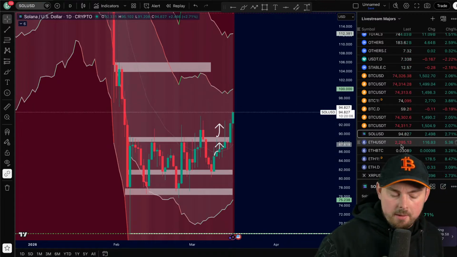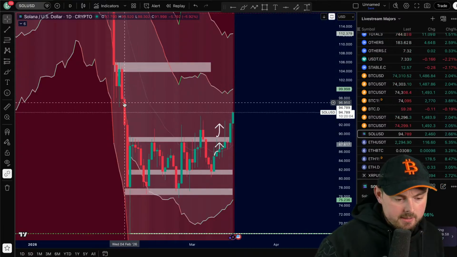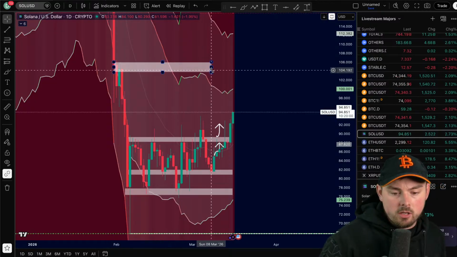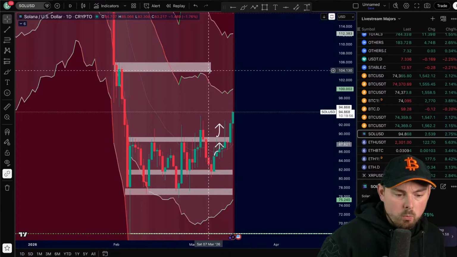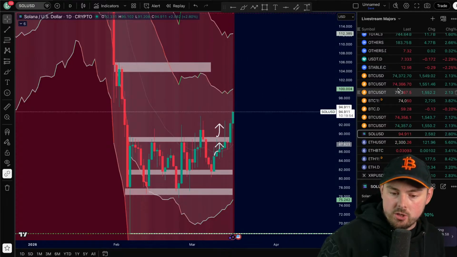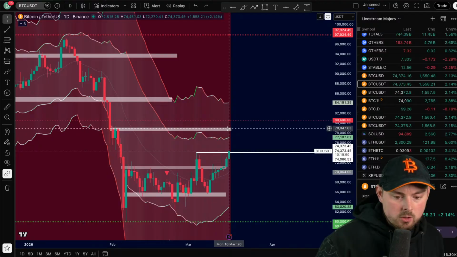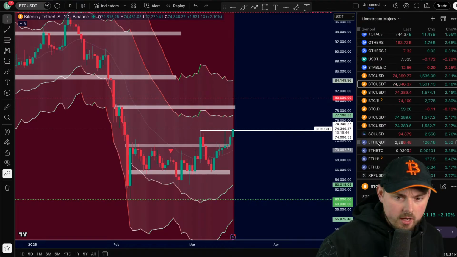Solana is making some nice moves again, into fresh local highs, back to levels that we've not seen in about 6 weeks. On Solana, I'm keen to really see price action in the 104 to 105 area, which maybe lines up perfectly with Bitcoin getting towards 78 to 79k. Let's have a look at ETH.